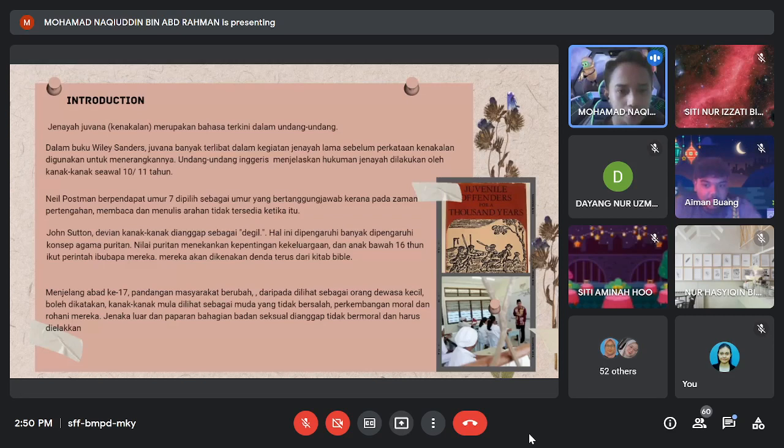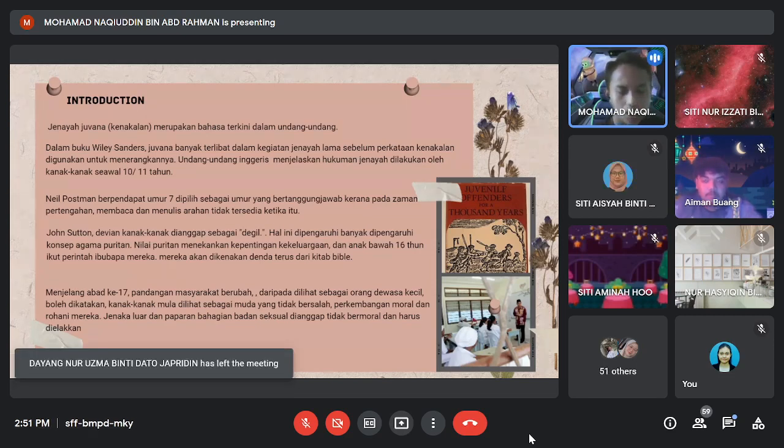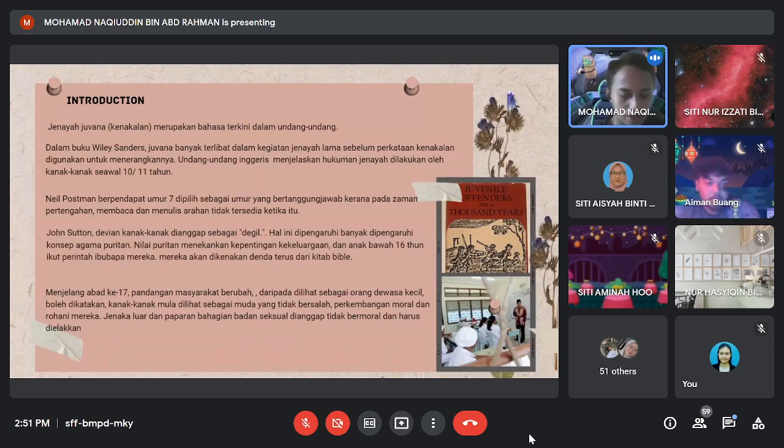For the introduction, juvenile delinquency is a recent concept. In Willie Sanders' book, Juvenile Offenders for a Thousand Years, it is clearly indicated that juveniles were substantially involved in criminal activity long before the word delinquency was used to describe it. English law in the 7th and 8th century identified criminal penalties for crimes committed by children as young as 10 or 11 years old. Another figure, Neil Postman, argues that age 7 was selected as the age of criminal responsibility because during the Middle Ages, reading and written instruction were not available to people.